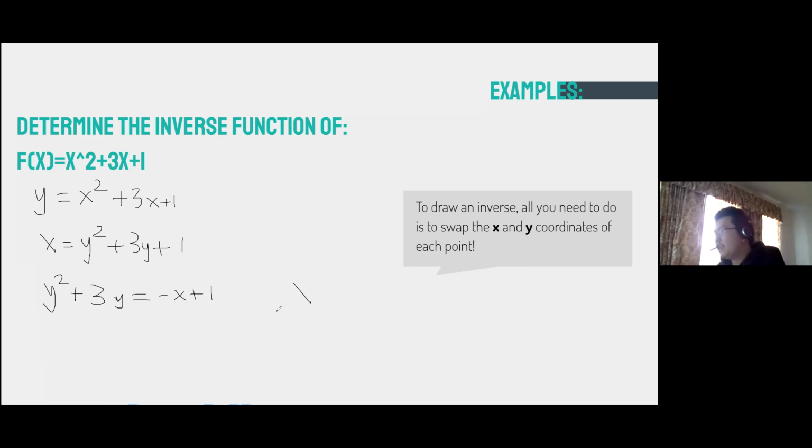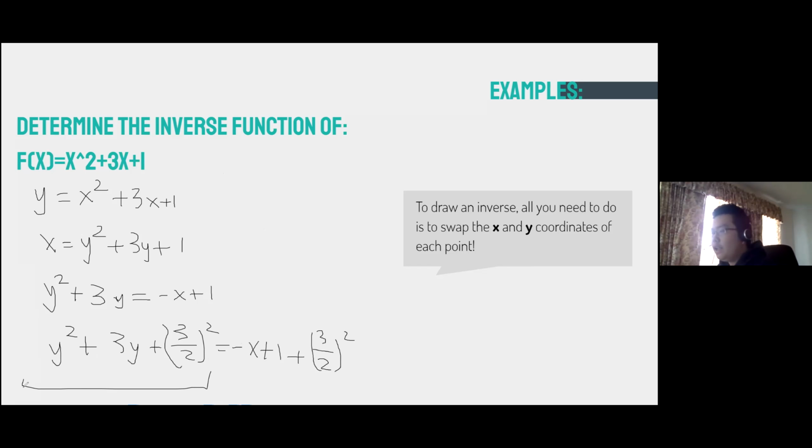So how is that hint useful here? Well, to solve this, we can write this as y squared plus 3y plus 3 over 2 squared, and we can write the right side as negative x plus 1 plus 3 over 2 squared. We're basically adding 3 over 2 squared to both sides. And you might not see why this is important, and that's completely fine. But you can see from the next step that this is almost essential, because this now completes the square. What we want is to complete the square on the left side so that on the right side we can treat x as a variable. So y plus 3 over 2 squared.